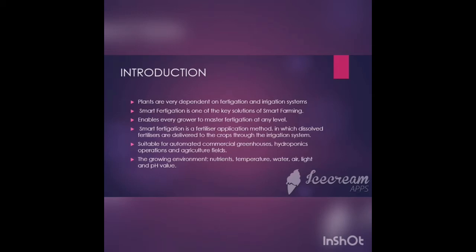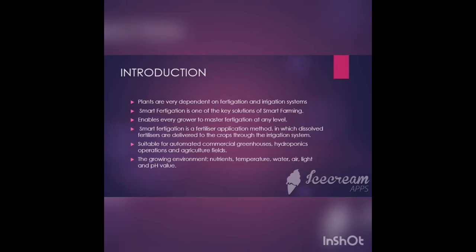Smart fertigation is a fertilizer application method in which fertilizers are delivered to the crops through the irrigation system. It delivers just the right combination of water and nutrients directly to the roots of each plant according to the crop development cycle. It is suitable for automated commercial greenhouses, hydroponic operations, and agriculture fields. Smart fertigation system management has been proven to achieve higher yields and quality for high-value crops such as lettuce, tomatoes, and others compared to other irrigation methods.